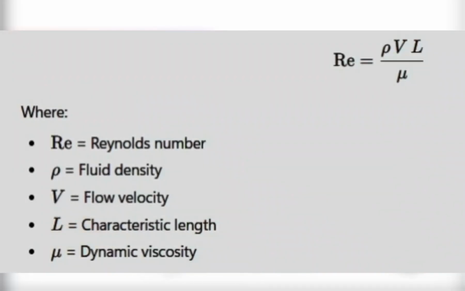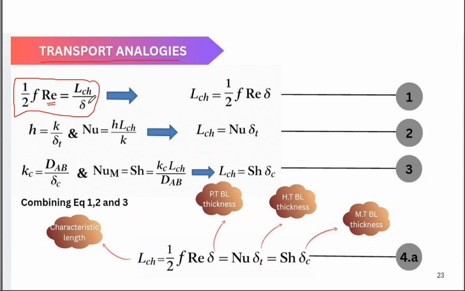Re is the Reynolds number, which is defined as Reynolds number equals fluid density into velocity into characteristic length divided by dynamic viscosity. LCH is the characteristic length and delta is the hydrodynamic boundary layer thickness. This equation tells us that the ratio of characteristic length to the velocity boundary layer thickness depends on the friction factor and Reynolds number. Rearranging this equation gives LCH equals half F Re into delta. So the characteristic length is proportional to the product of friction factor, Reynolds number and velocity boundary layer thickness.